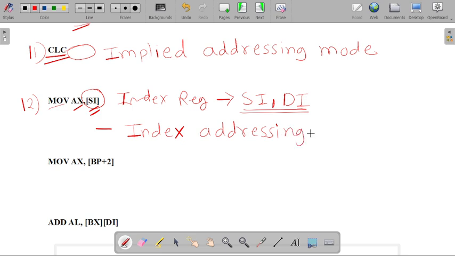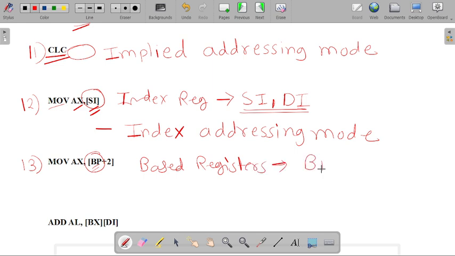The next example is MOV X comma BP plus 2. So here BP is the base register, and we have two base registers, that is BP and the next one is BX. So in the given example, BP is given. So we can write here the addressing mode for the instruction is base addressing mode.